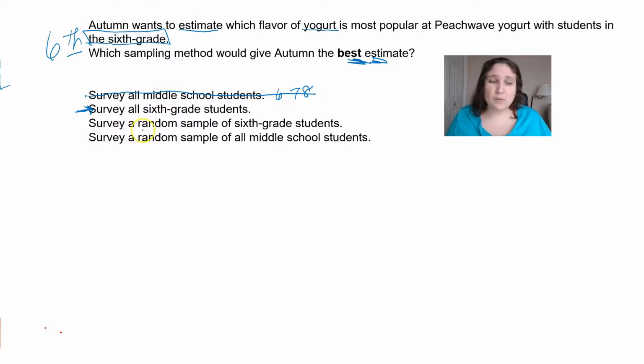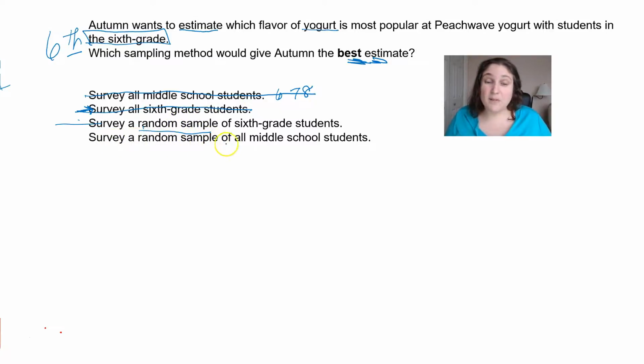This one says survey a random sample of 6th grade students. Now that makes sense because we're estimating, so we don't have to do all of it. So this is going to be our first choice over this one. So we'll cross this baby out. Let's see if the next one's even better.